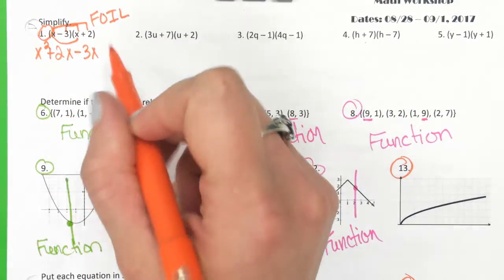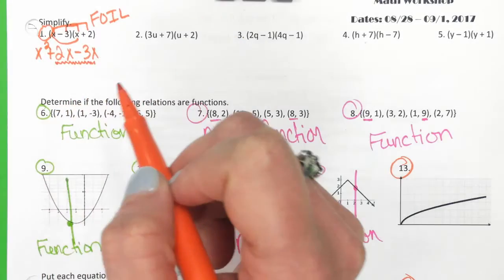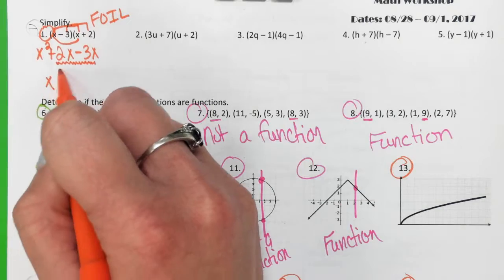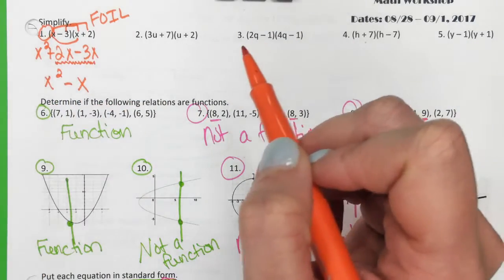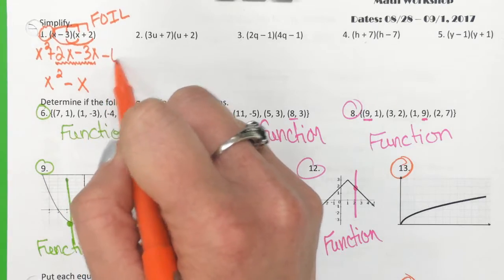Yeah. And if you can't already, this is what I'm talking about. Hopefully by the end of this total class, you'll be able to do 2x minus 3x in your head and go ahead and say negative 1x, right? All right, and then what's my last? Negative 3 times 2 is negative 6.